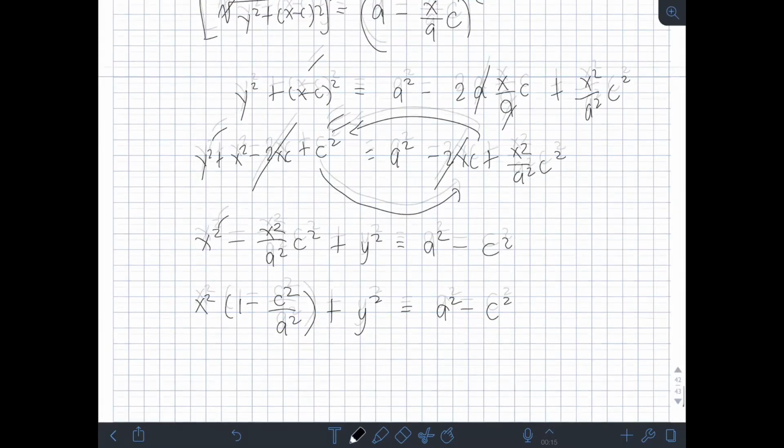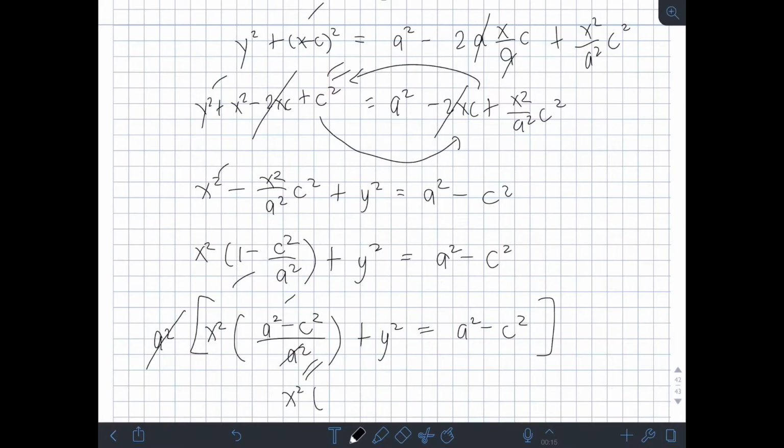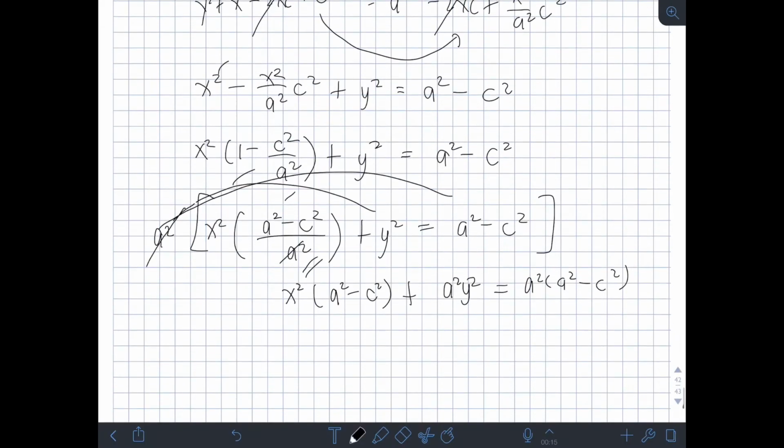So, pag kinumbay natin to as a single fraction, we have x squared times a squared minus c squared over a squared, right? Plus y squared equals a squared minus c squared. So, to eliminate the denominator, multiply both sides by a squared. So, cancel si a squared. We have x squared times a squared minus c squared plus distribute a squared y squared equals distribute din sa right, a squared times a squared minus c squared.